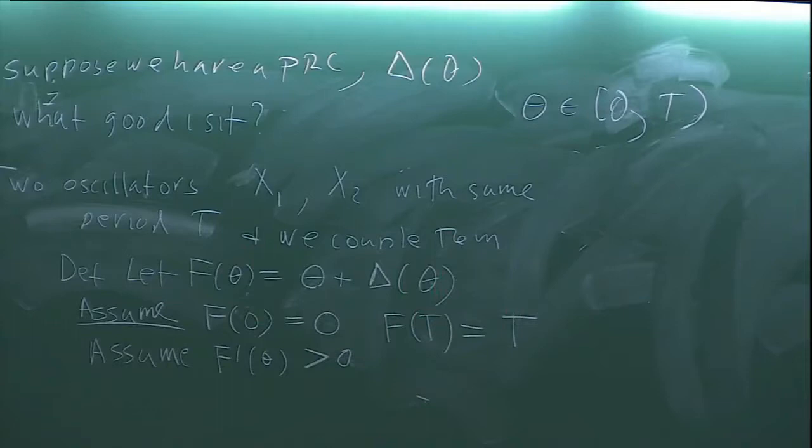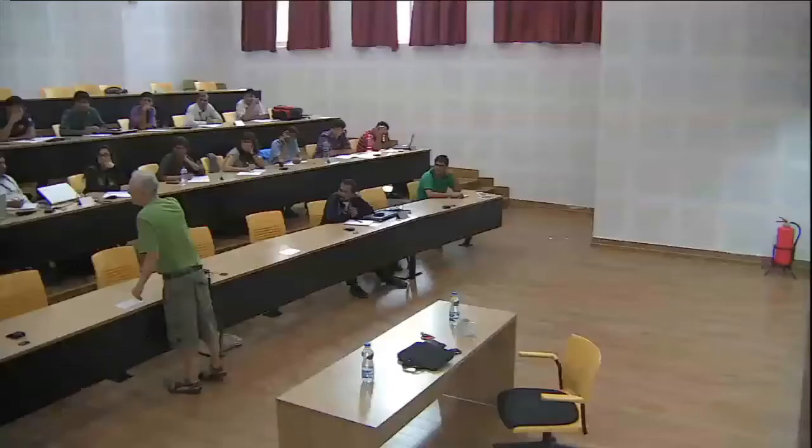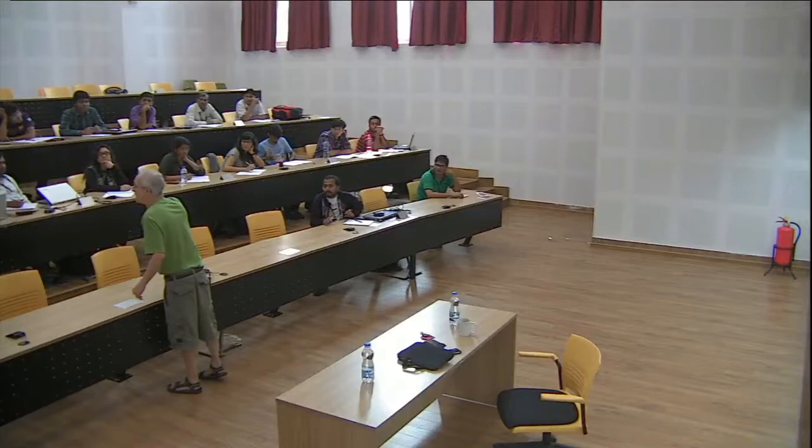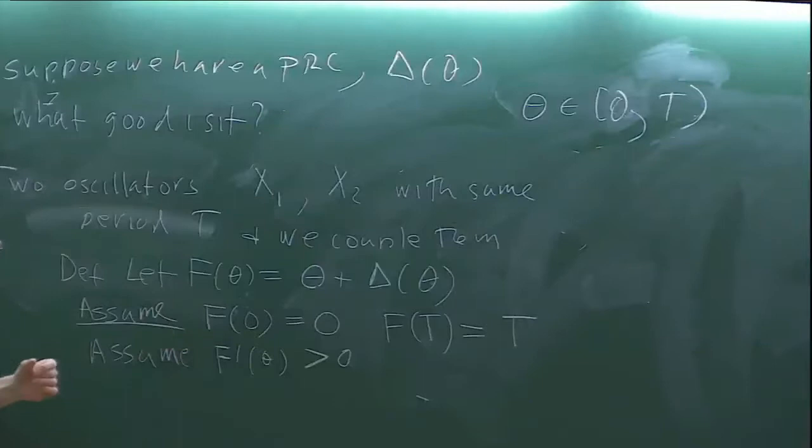Could you explain the boundary conditions on the new phase again? The boundary condition, F of zero is zero? That just says that if I punch him when he's about to spike, it doesn't do anything. For example, if you think of these as neurons, when this neuron is ready to spike, when it reaches its maximum spike, then perturbations don't affect it.